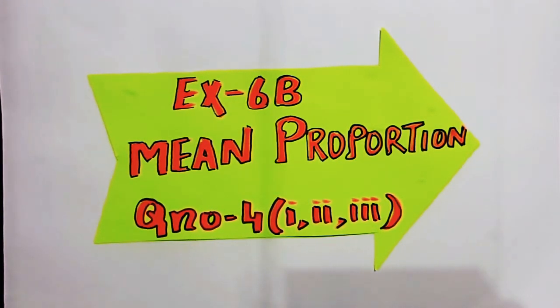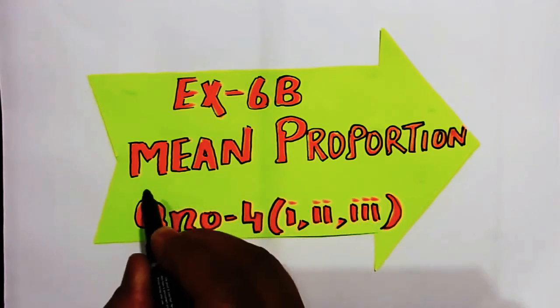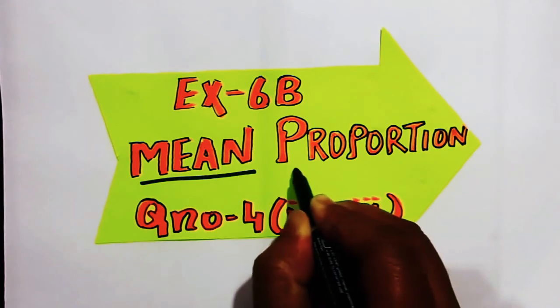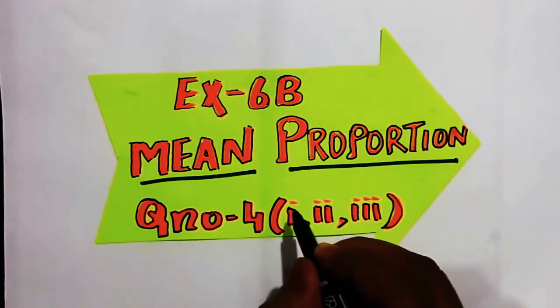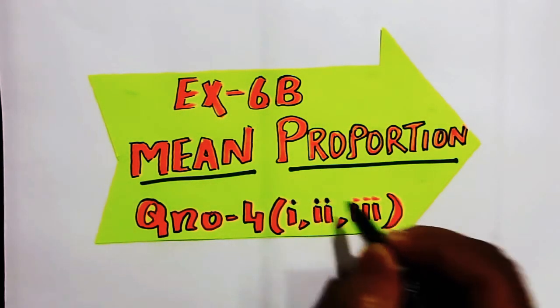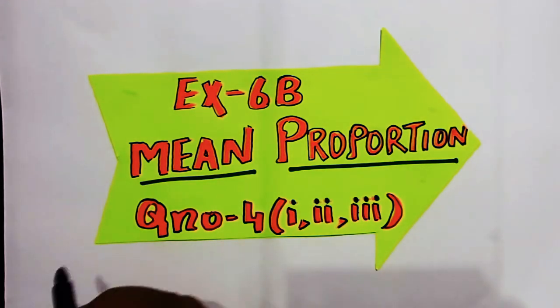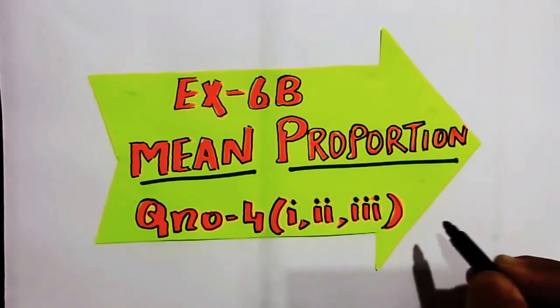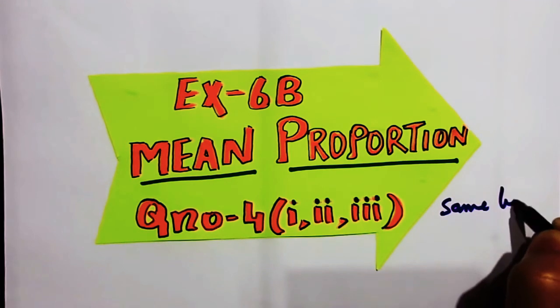So we are in continuation with proportion, exercise 6b, and today we shall be dealing with mean proportion, isn't it? And as I do so regularly, I deal specifically with certain sums only. So today we shall be dealing with question number 4, 1, 2 and 3. Why? Because they are of the same type.